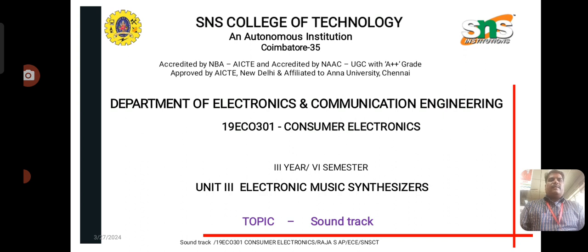So based on this consumer electronics, we know about how audio systems work and what the various real-time audio system applications are. That is how an audio system is used in cinema theaters, how a home theater speaker is used in day-to-day home applications, and how normal mid-range and low-range speakers are used in government and private buses around Tamil Nadu. Now in this YouTube video, we are going to see the importance of the soundtrack.